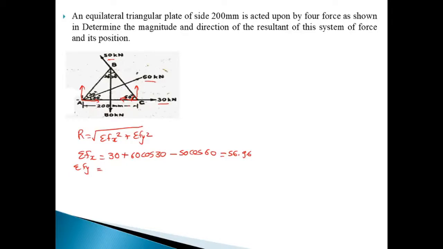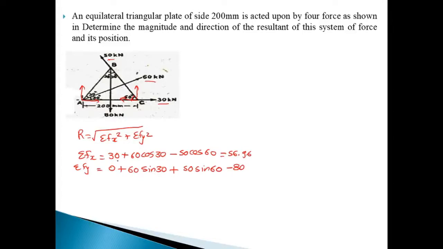So similarly we can find out the summation Fy. For summation Fy we have to consider the y component. So first is the 30 Newton, whose y component is 0. Next, this is the 60 Newton, whose y component is a 60 sine component, because the angle is given with the x-axis, and it acts in the upward direction, so 60 sine of 30. Next is this 50 Newton force, which makes an angle 60 degree with the horizontal, so that component is 50 sine of 60 degree. And last is this 80 Newton force, which is in the downward direction.